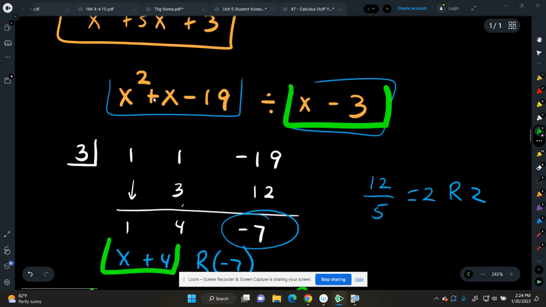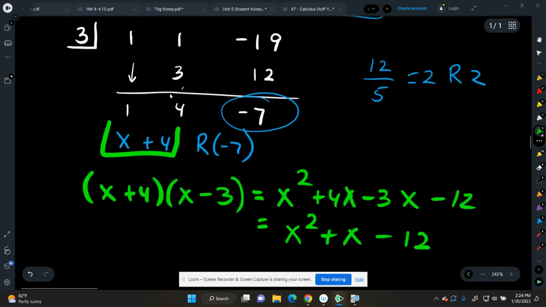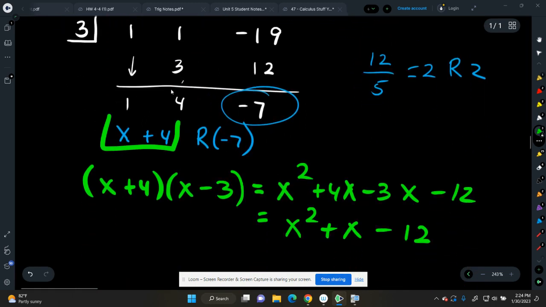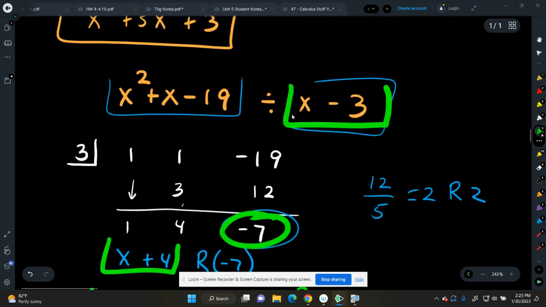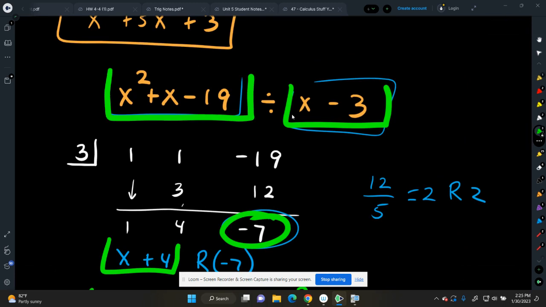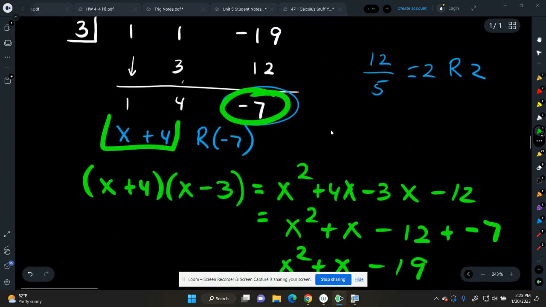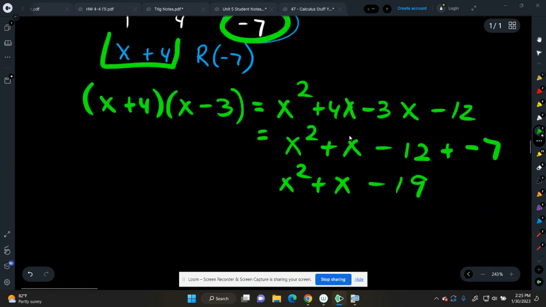X plus 4 times x minus 3, right? I took this answer times x minus 3. Does it equal x squared plus x minus 19? No. But notice this remainder. If I added the remainder, now what does it equal? X squared plus x minus 19. Well, gee whiz, look at that. That's what I had up there. So if we add our remainder at the end, then it would equal that. You do not have to for now. For now, all you have to do is that. Okay, you can work on your homework.